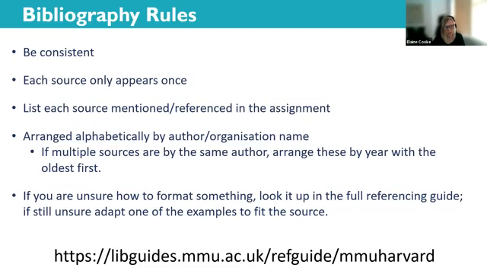Arrange the bibliography alphabetical by author or organisation name. If there are multiple sources by the same author, you can arrange these by year with the oldest first. And if you're unsure how to format something, look it up in the full referencing guide. If you don't find an exact match, adapt one of the examples in the guide to fit the source.